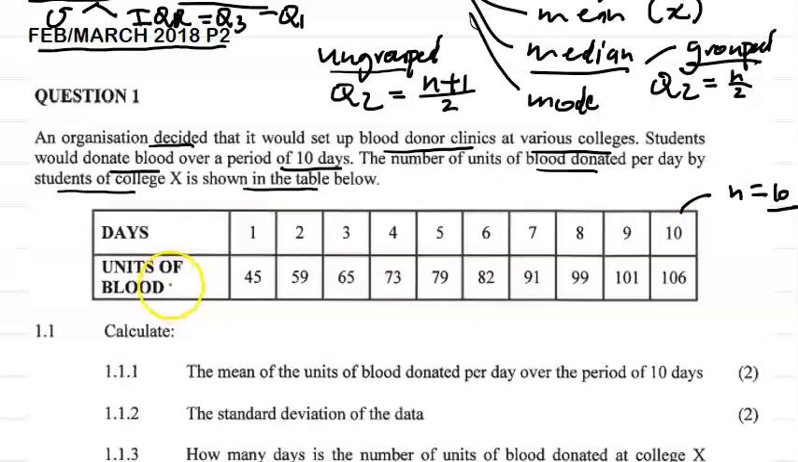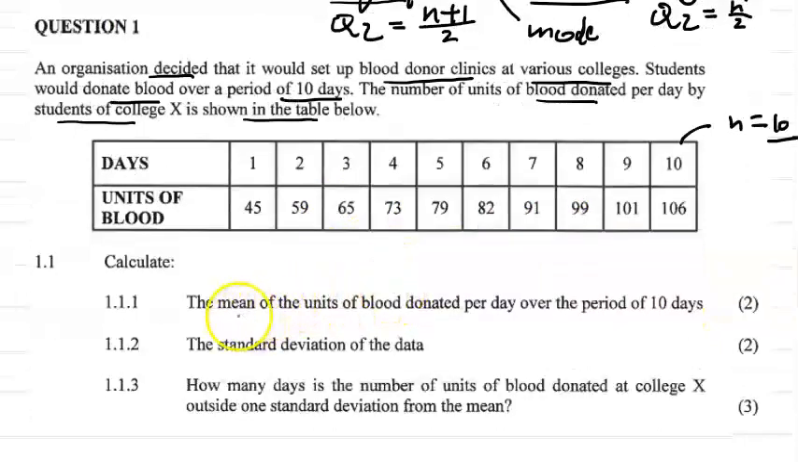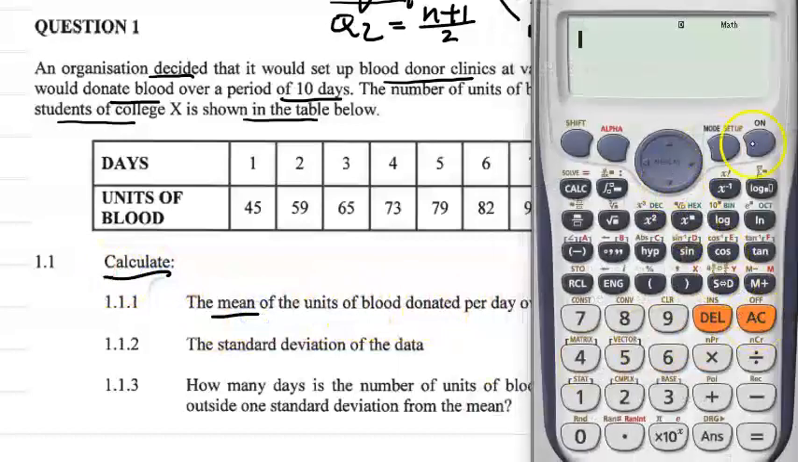And the units of blood will be 45, ranging all the way up to 106. And you can see that this is also arranged in ascending order, which is from smallest to biggest. And that helps us to find our median. Now, let's look at this. The first question is: calculate the mean units of blood donated per day over the period of 10 days. So for this, we'll use our calculator.